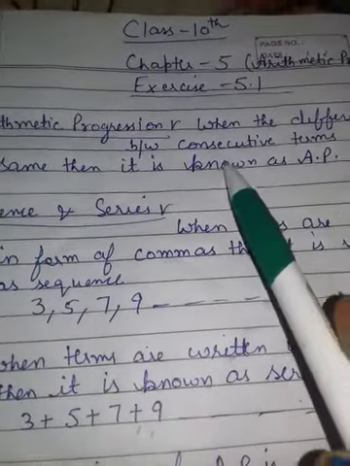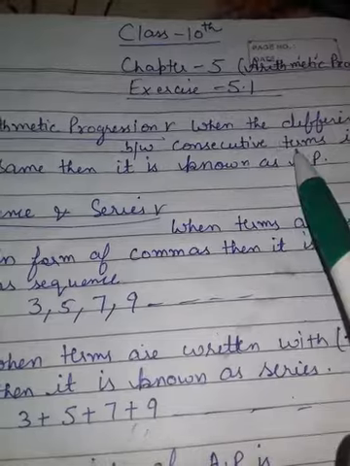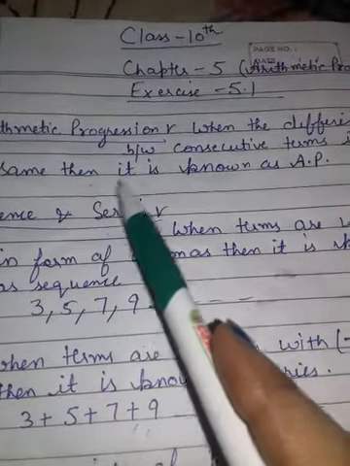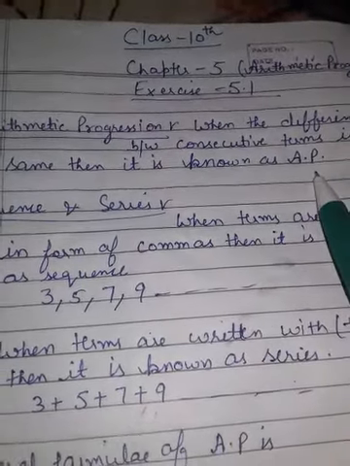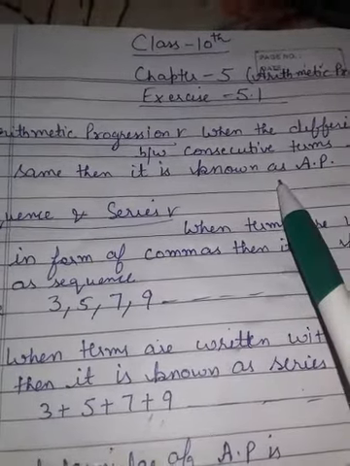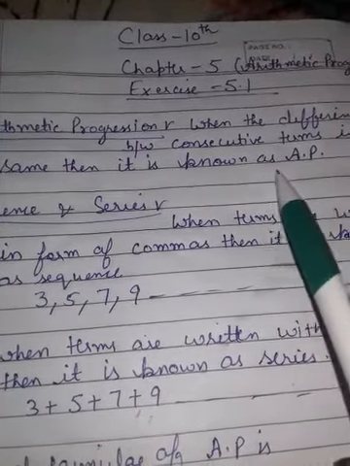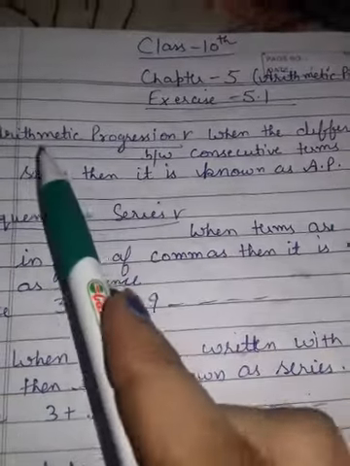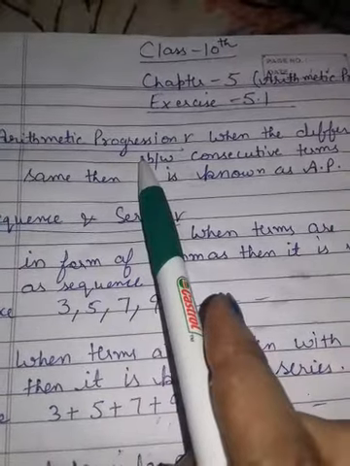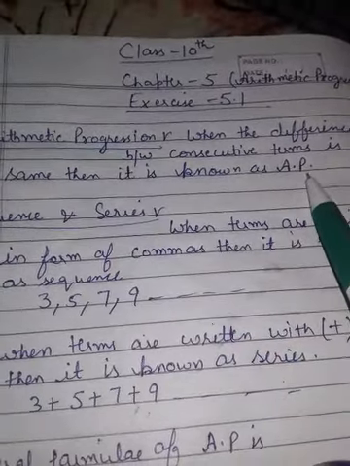Consecutive means the next term, one term with the next term. When the difference between two consecutive terms is the same, it is known as AP. Shortly, we can write arithmetic progression as AP.